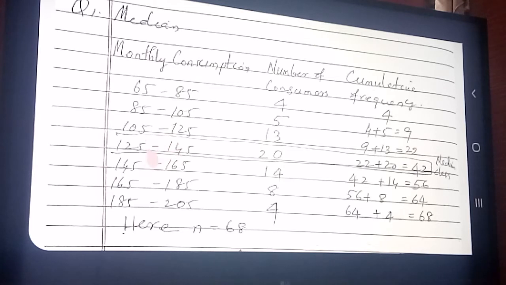What is the lower limit of this class? 125. And in the case of median, the data must be continuous, with no gap in between. Here you can see the upper limit and the lower limit of consecutive classes are the same; the data must be continuous like this. If it is not continuous, we have to make it continuous. So median class got now.